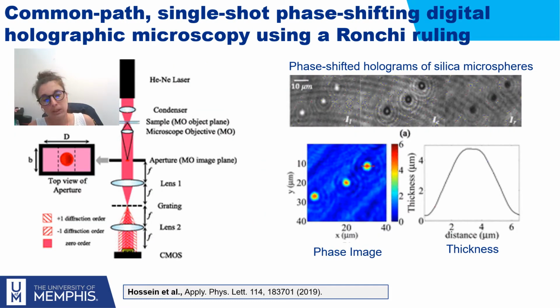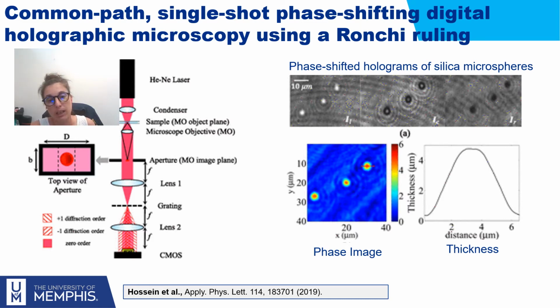So in the previous slide, my colleague, Dr. Trujillo, showed a way where we can record phase-shifted holograms using several cameras and dual path interferometers. But there are also some approaches to do that in a common path system using a single camera.